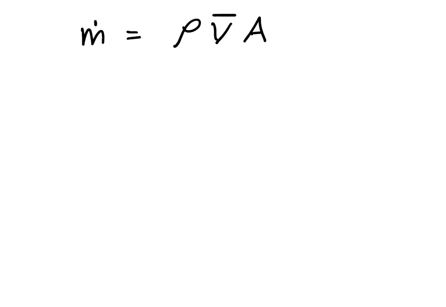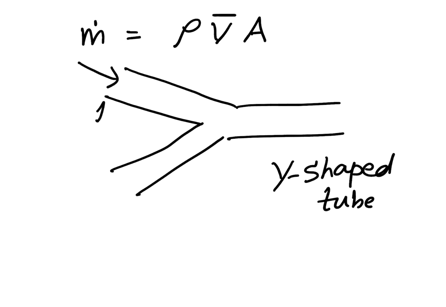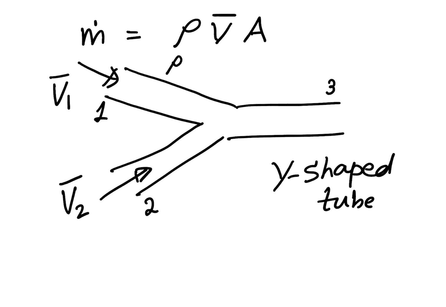For example, if we have a flow or a system that looks like a Y tube, a Y-shaped tube, we have section 1, section 2 and section 3. Let's say we have two inflows, one through section 1 where the average velocity is V1 and one through section 2 where the average velocity is V2, and let's say the density is rho 1 here and rho 2 here. We need to compute what would be the mass flow rate at section 3, where the area is A3 and the velocity is V3. So let's apply mass balance for this very simple situation.